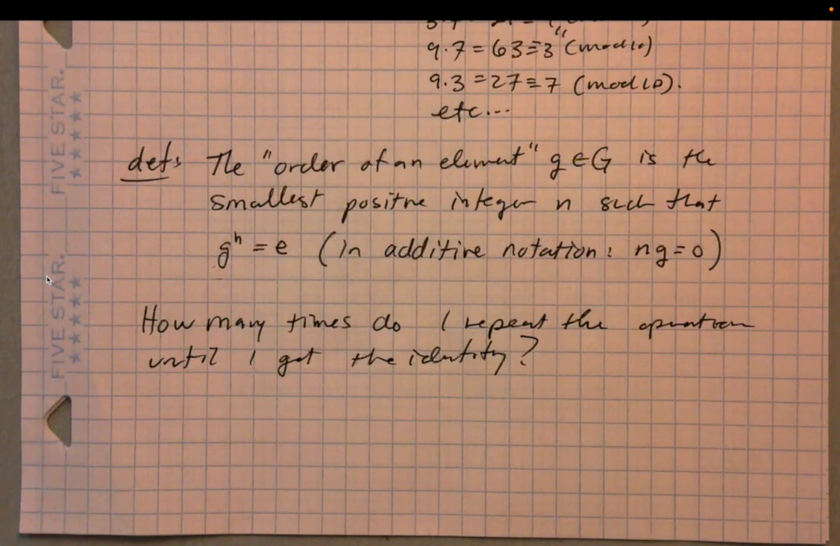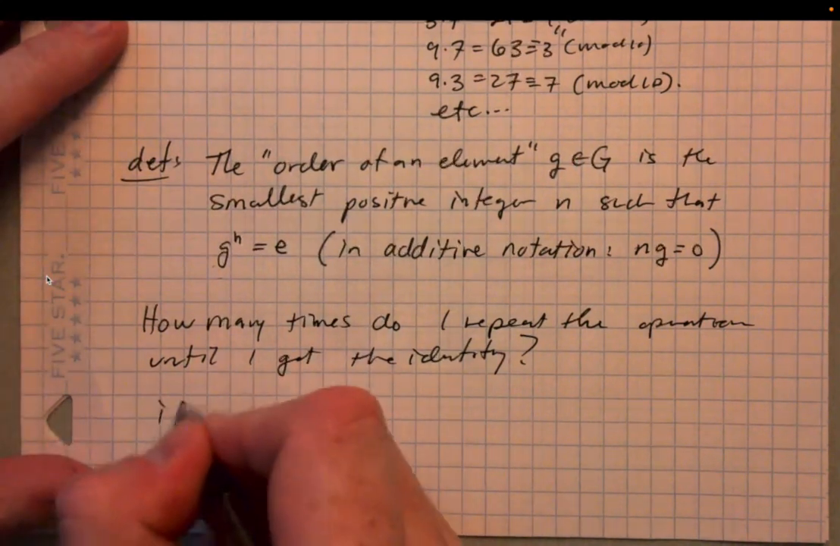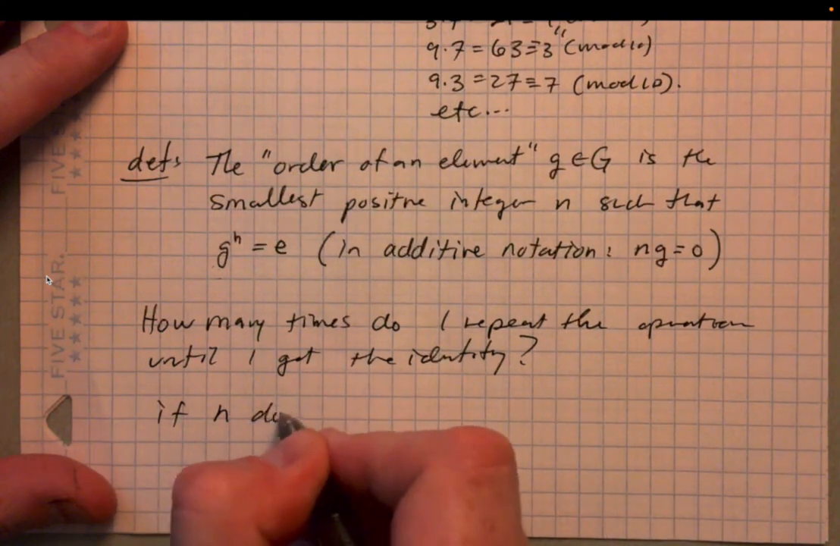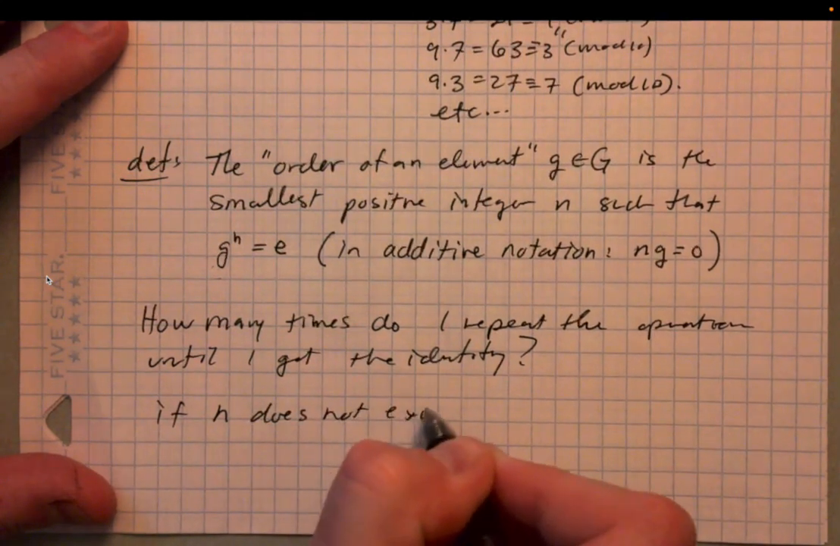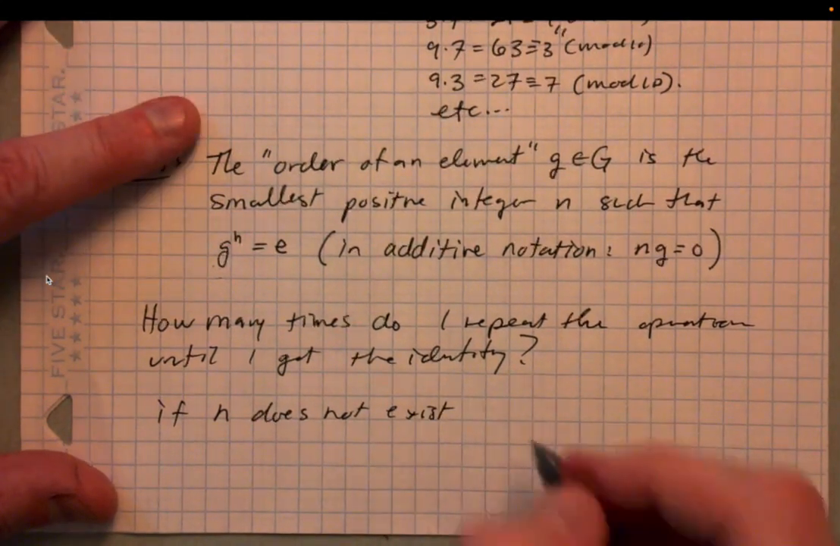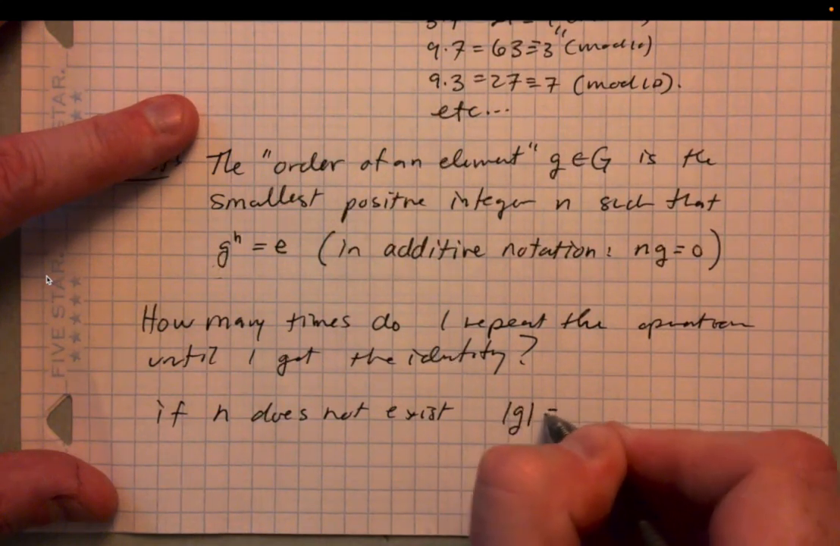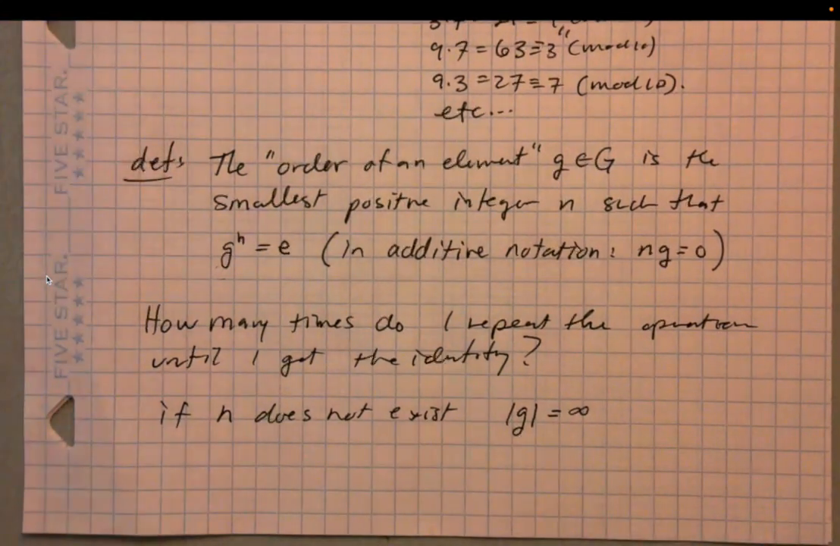Right, now in some cases, you'll never get the identity. So if n does not exist, we say that the order of the element is infinite, right? Meaning it never squares with the identity.